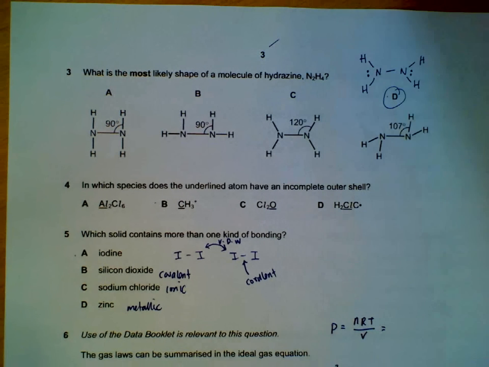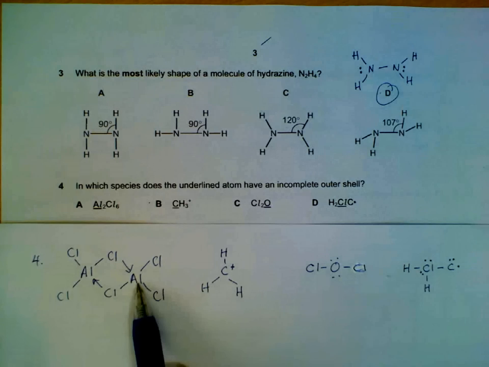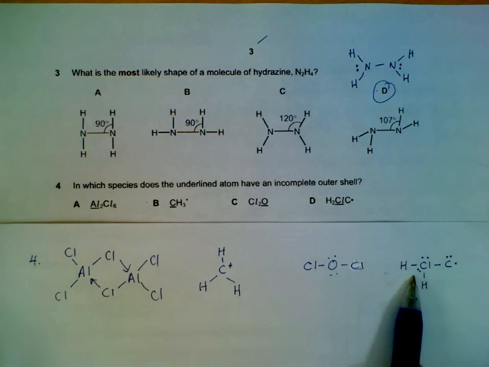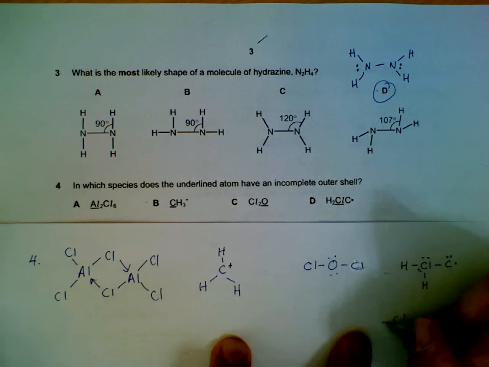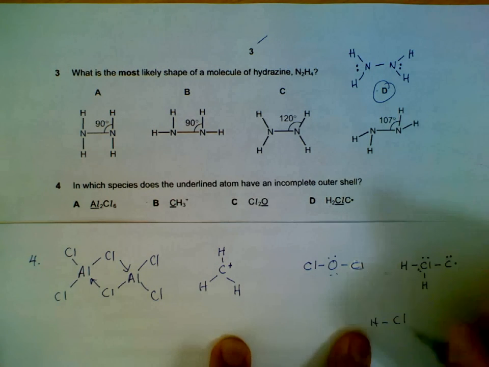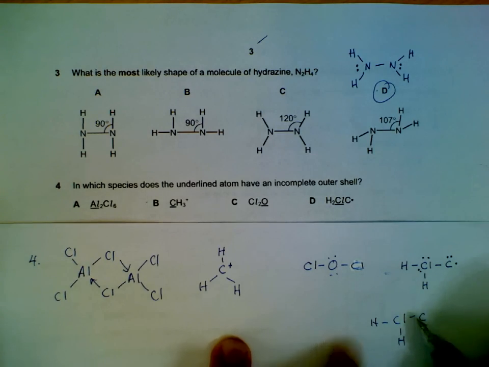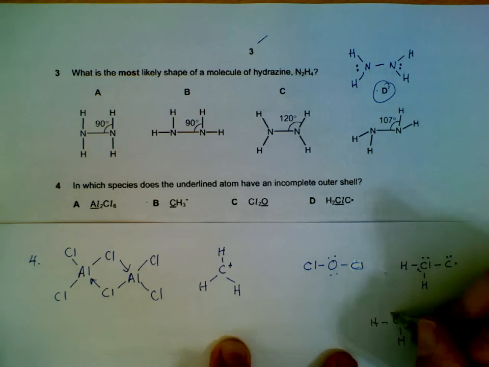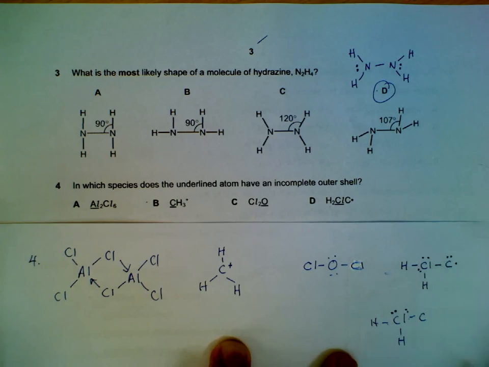In which species does the underlying atom have an incomplete outer shell? So we draw out all the structures here. Al2Cl6, CH3+, Cl2O, and H2ClC with a free radical lone pair. If you are wondering how we come about this particular structure, well, we know that the chlorine is joined to 2 other hydrogen, so 1, 2, and then it's joined to a carbon. We know that chlorine has 7 outer electrons. 1, 2, 3 are used for bonding, and 4 are not used for bonding, so there'll be 2 lone pairs here. Okay, so that's what it looks like for chlorine.